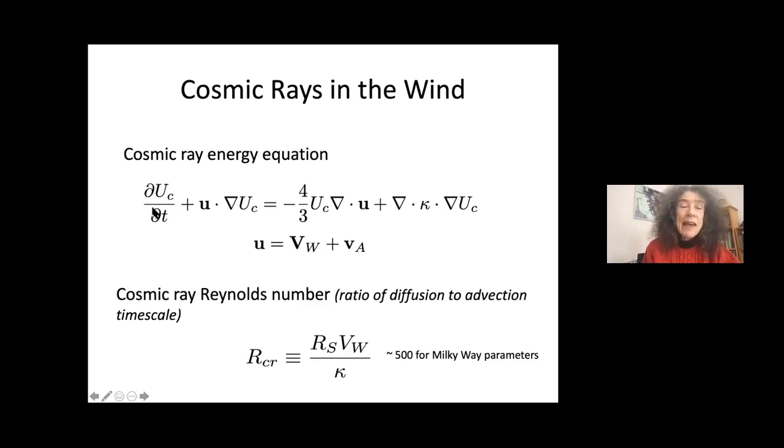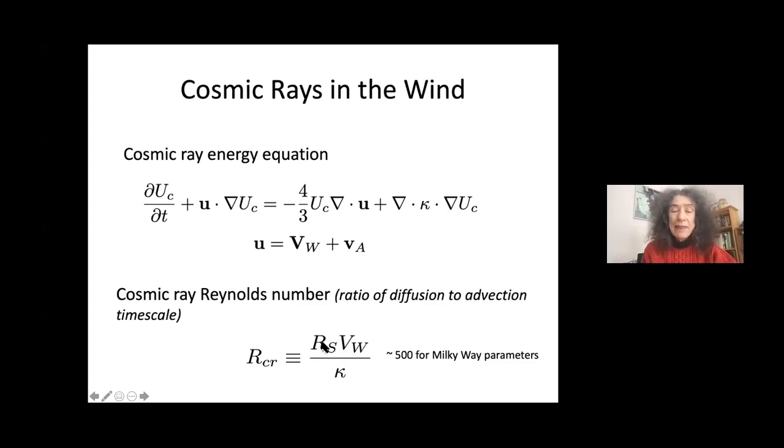And this just says that if we follow an element of fluid moving with this velocity, the cosmic ray energy density changes due to 2 effects: the compression or rarefaction of the flow, that's one, and the other is spatial diffusion. And we can evaluate the relative importance of these 2 terms by defining a sort of cosmic ray Reynolds number, which is the ratio of the characteristic diffusion time to the characteristic advection time.